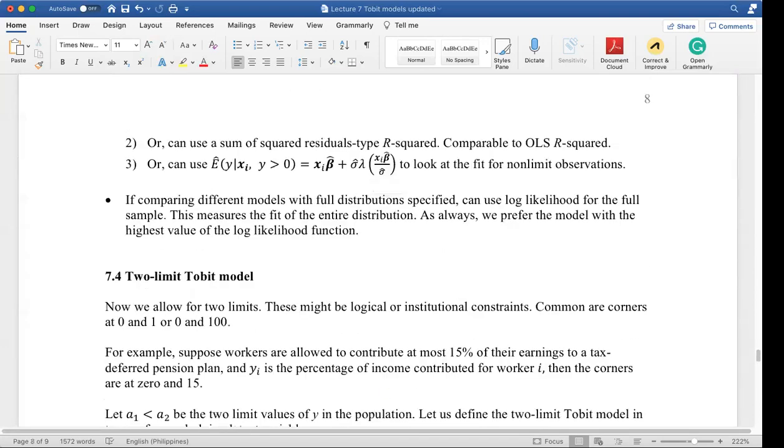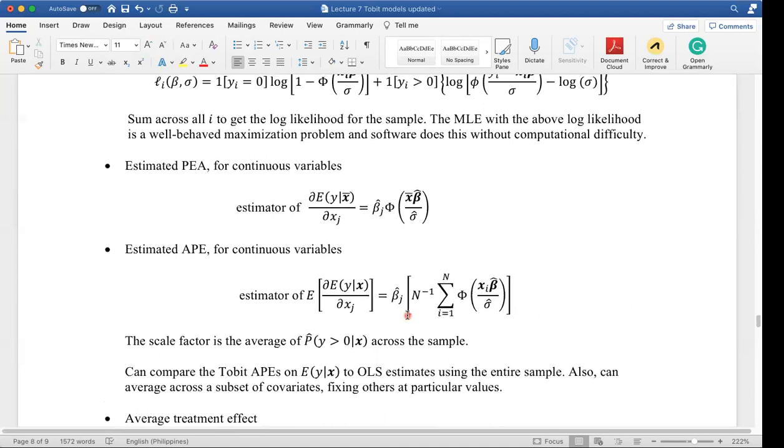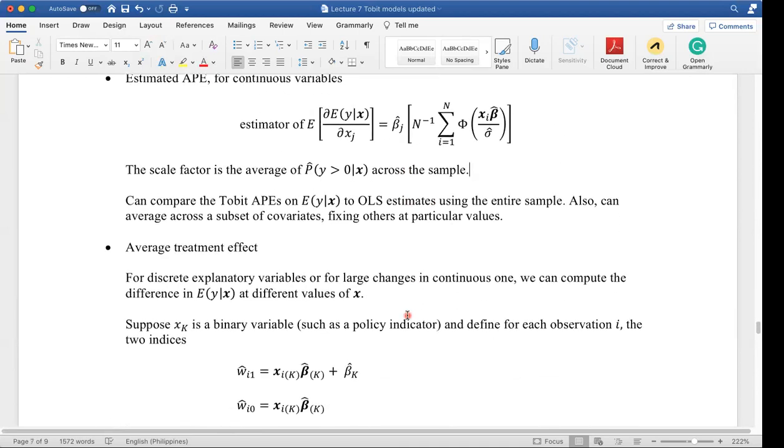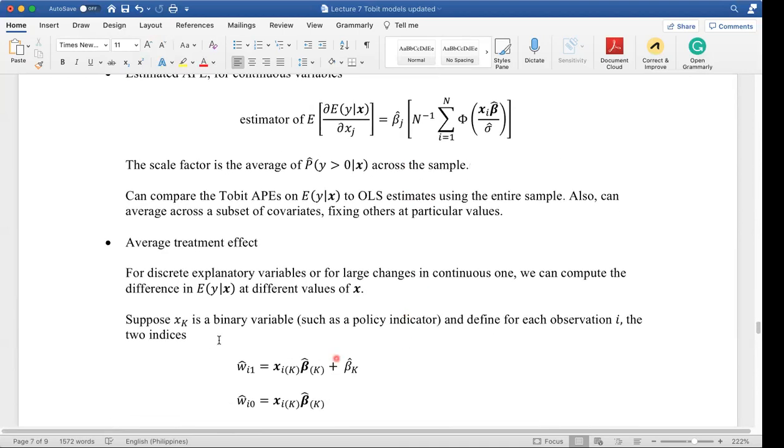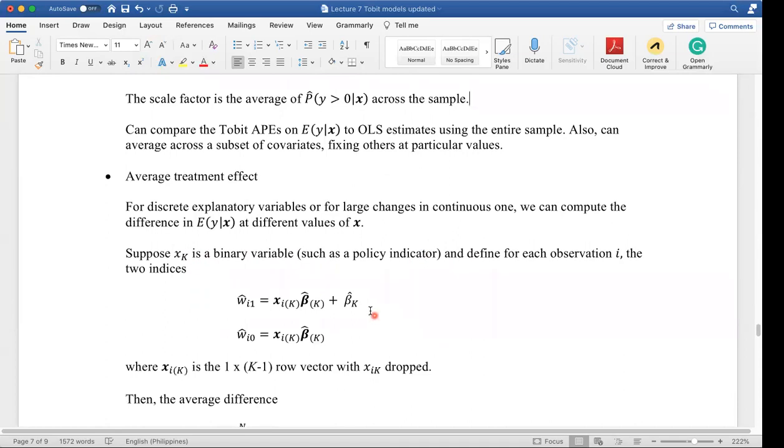So we get the average treatment effect. Okay, suppose we reorder the x's such that the last variable is a binary variable, such as a policy indicator. So x of k can be 0 or 1, 0 if you have no treatment, 1 if you have treatment. Okay. And define for each observation i the following indices.